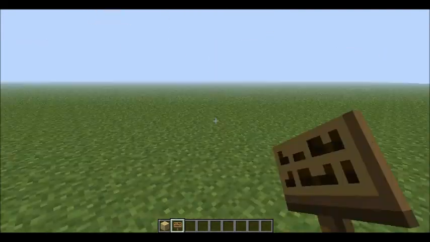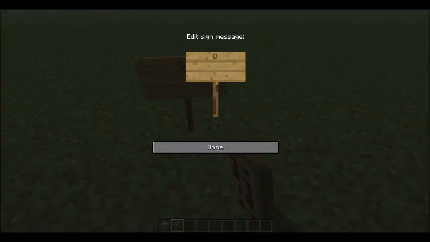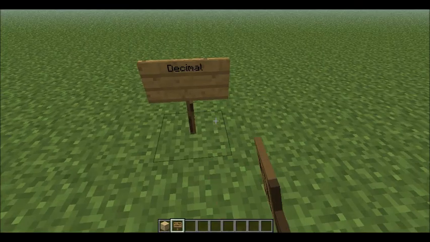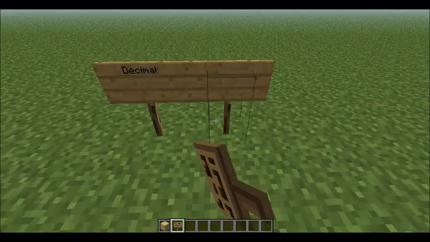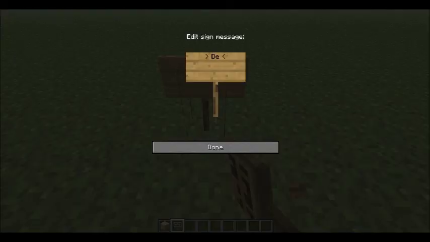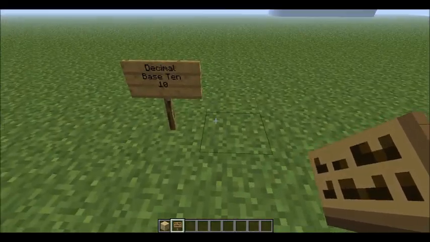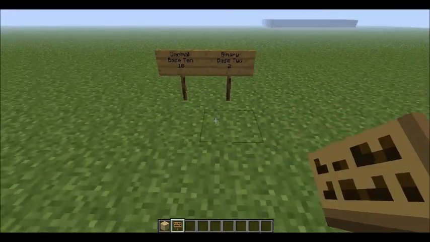So, what is binary? Most commonly, people will know this as decimal. It's base 10 basically. So let's write decimal, and that can be base 10. Then we've got binary, and this is base 2. And we'll put a 2 there.